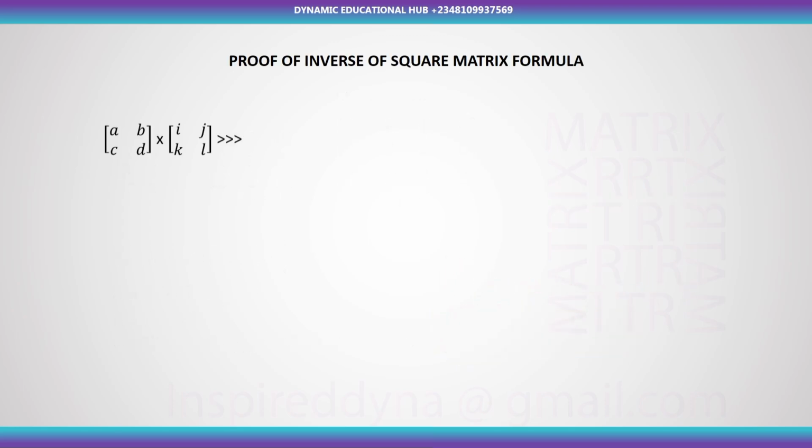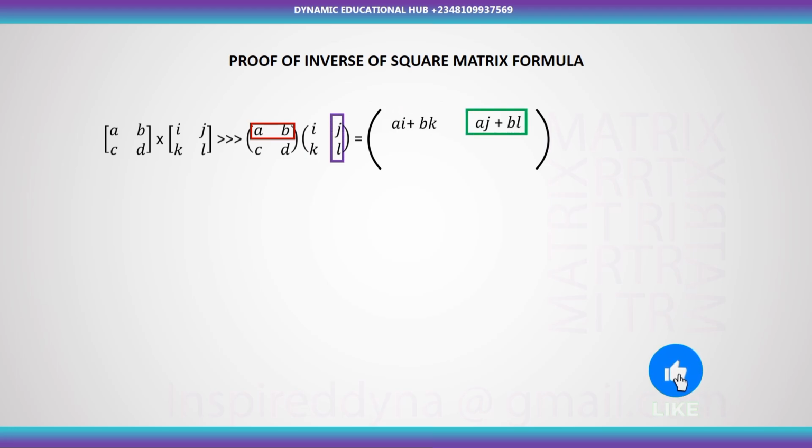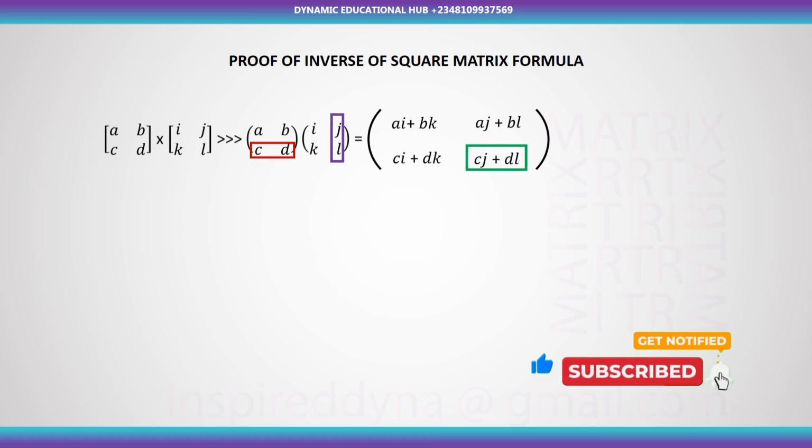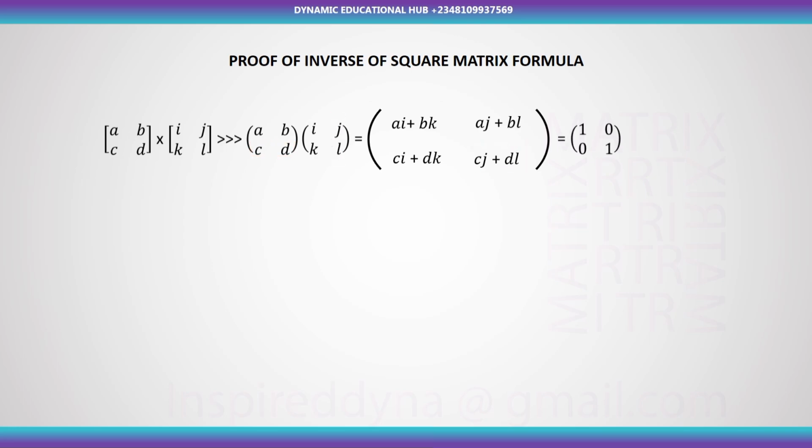Let's have the matrix A, B, C, D multiplied by the inverse, which is I, J, K, L. We don't know it, so you just want to relate them together. When you multiply them together, what are you going to get? Using matrix multiplication, you are going to get AI plus BK, then AJ plus BL. For the second row, you are going to get CI plus DK, then CJ plus DL. So this is the multiplication when you multiply the two together. And what are you going to get? We are going to get a unit matrix.